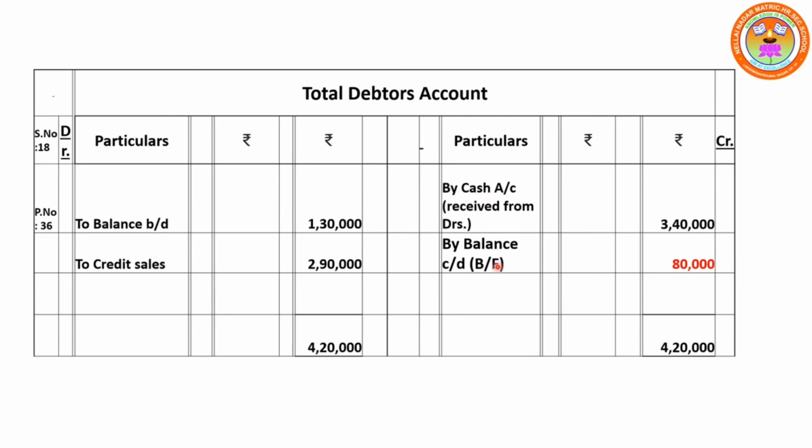Then no sales return, no discount allowed, and bad debts are not there, so skip those. Then the last one, we find the balance c/d, the closing value of debtors. Totalling the debit side, adding these two items, we get 4,20,000, minus the credit side amount 3,40,000. So we get 80,000 as balance c/d. That means the closing value of debtors. Clear?